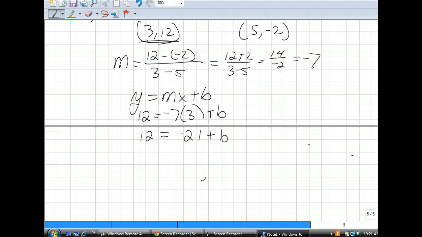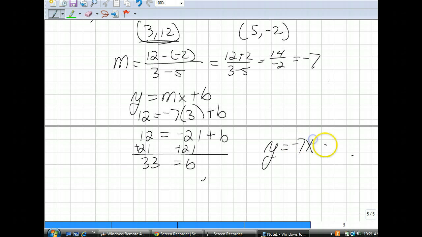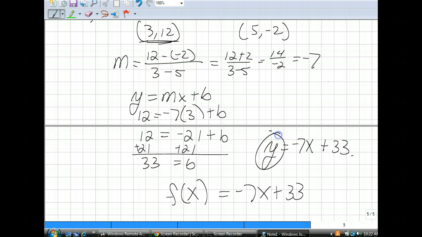Then I'm going to add 21 to both sides. So I get 33 equals b. So my graphing form is y equals negative 7x plus 33. Now the only thing left to do is put it into function form. f of x is equal to negative 7x plus 33. And again, notice all I did was replace the y with f of x.